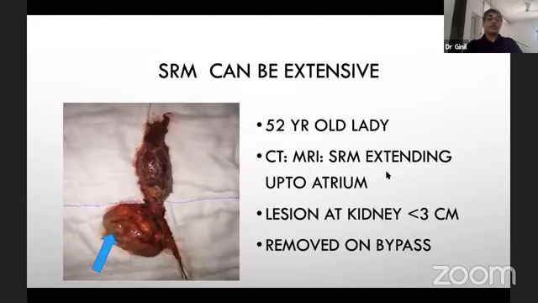Again, you can see there's a small renal mass of around 2.5 centimeters, and the tumor thrombus was extending up to the atrium in another patient, a 52-year-old lady. So small renal masses are not always safe, and you cannot avoid or postpone the treatment if it is possible.